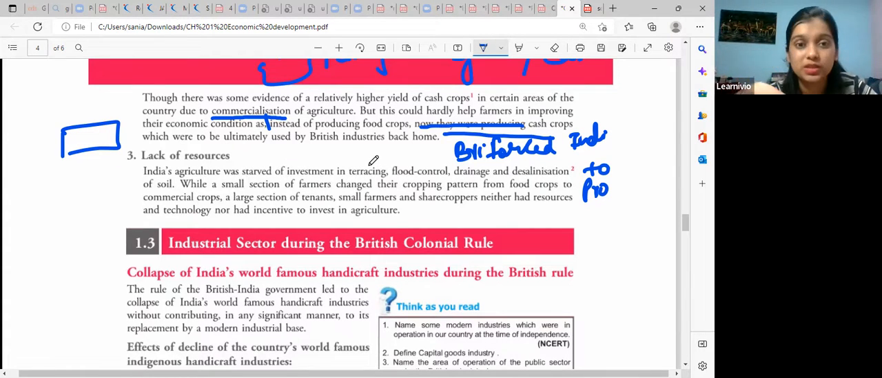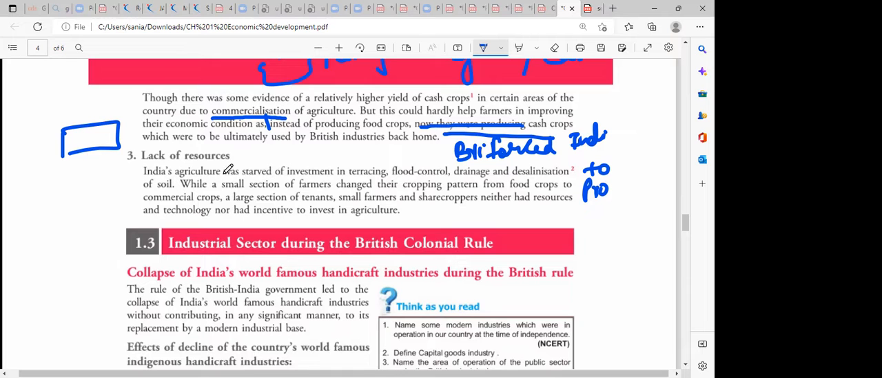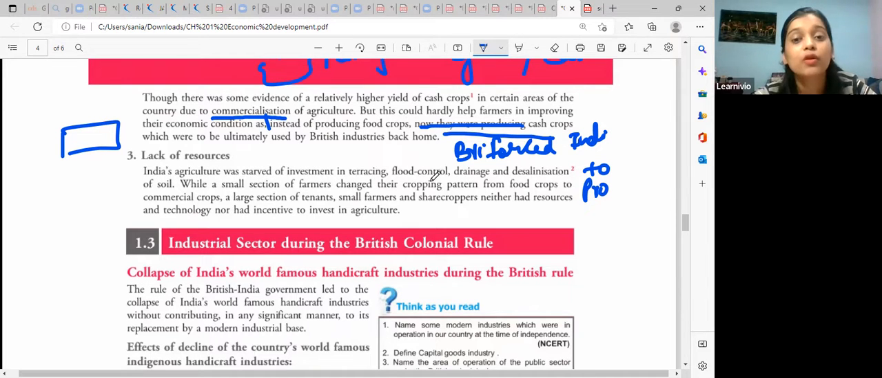We wanted investment. See, right now you are in a very poor condition. You want money from somebody else, right? So India's agriculture was starved. Starved means starving. You know the word starving. When you are hungry, that means you are starving, right? You need food. So India's agriculture was starved of investment in terracing, flood control, drainage, desalination of soil.